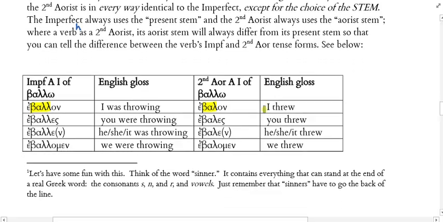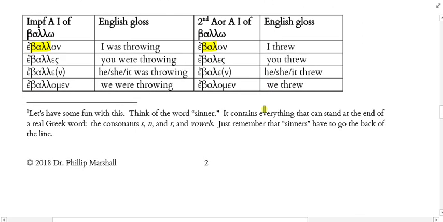And of course, their translation value is different because in the imperfect, we're dealing with the unfolding of the action through time in the past. And in the aorist, we're portraying the action as a simple, bounded whole. So I was throwing, imperfect, I threw, aorist. Okay? So we will typically use the simple past for our translation of aorist forms. That will be the most common way to use our English tenses to translate.